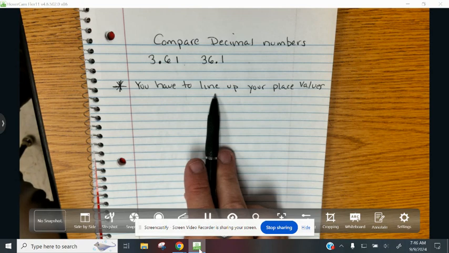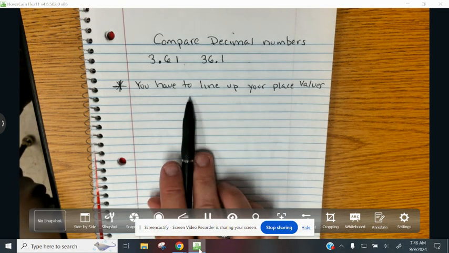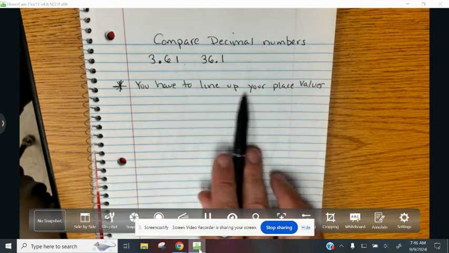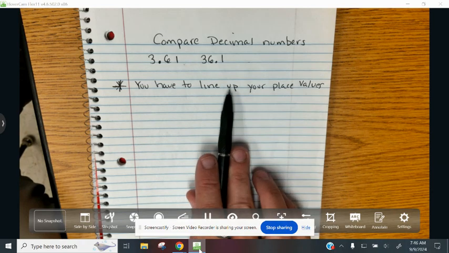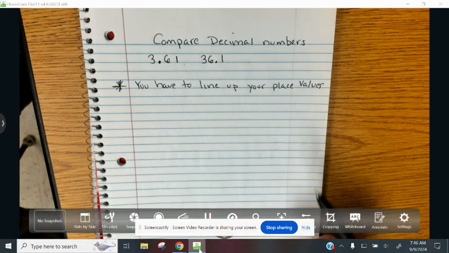Obviously, we have to know our place values, and then we have to understand that every place value, like I just said, is 10 times greater, or 1/10 the size. We have to know which place values are bigger and smaller, but we have to have our place values lined up. If we do not have our place values lined up, we're going to get it wrong.